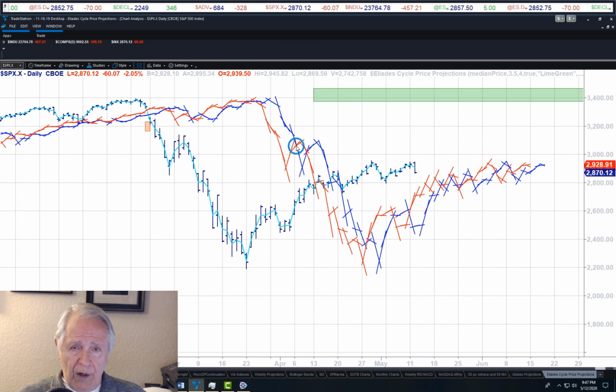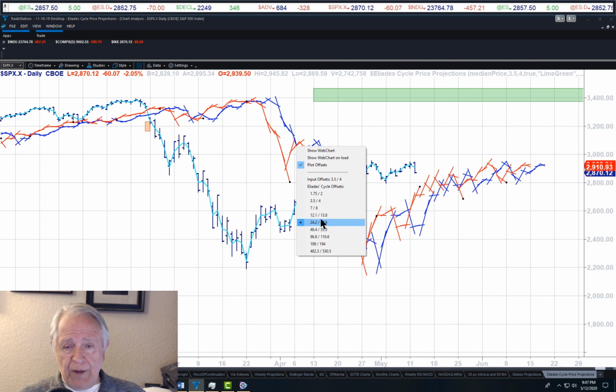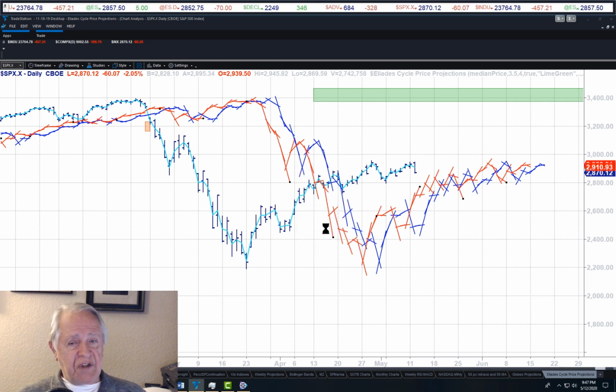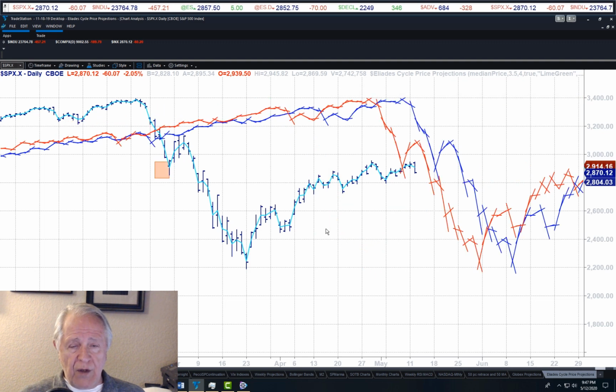Let's go to the next longer one. This one's 24.2, 27.6. Just very quickly, it's beautiful how it's done. It's an elegant piece of software programming. You go to the next one.